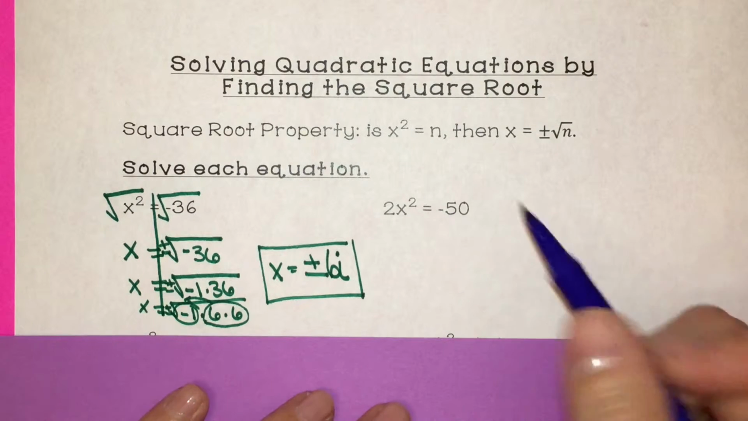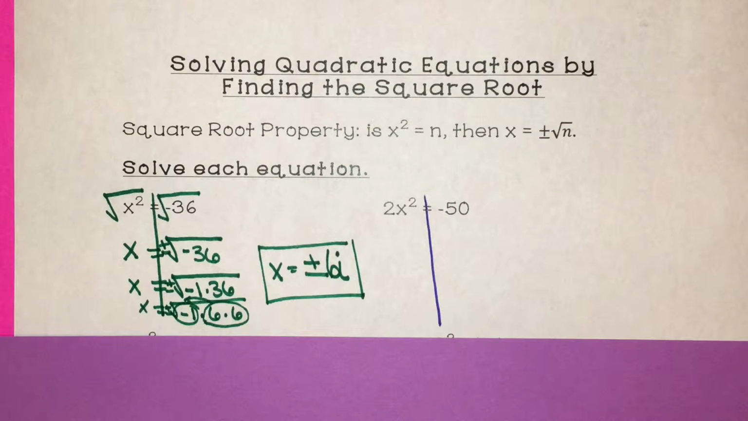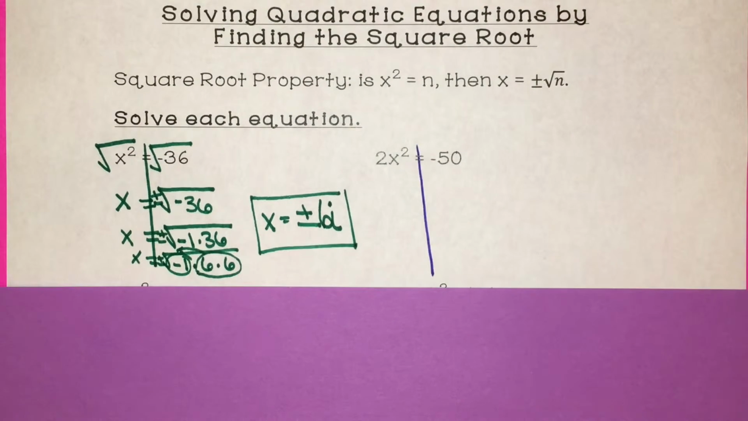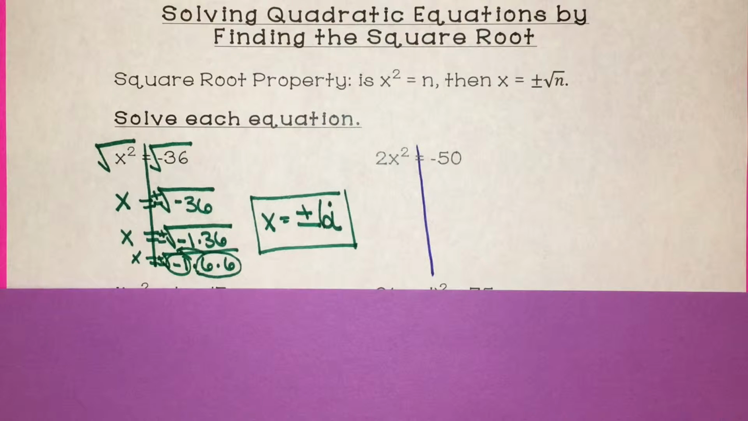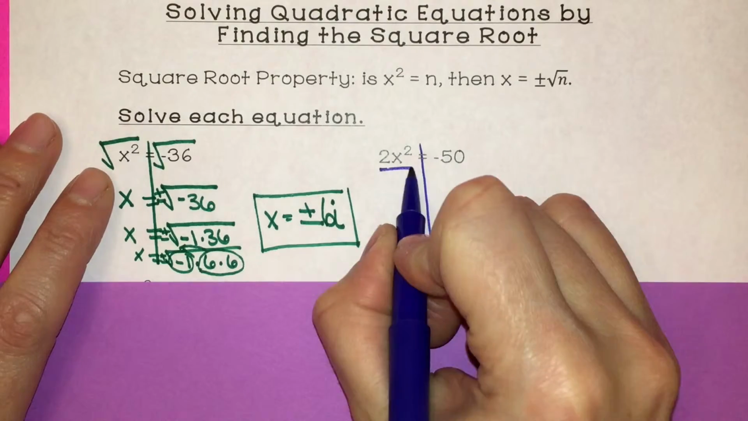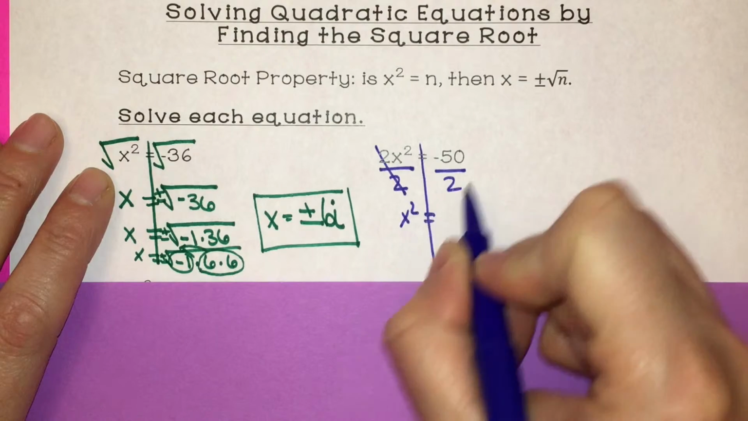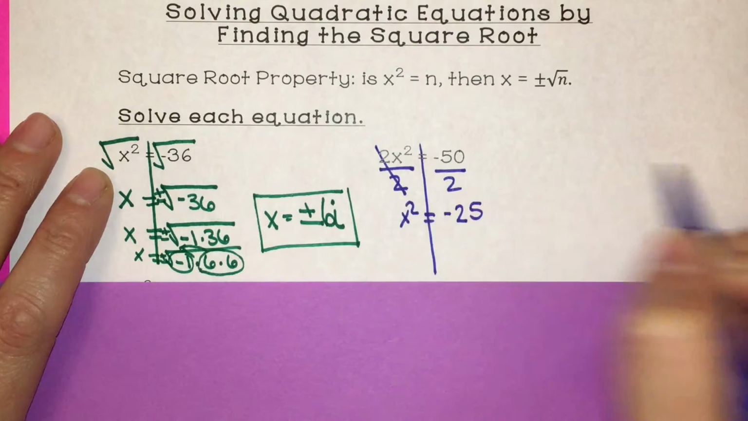Okay, so over here, we're going to do the same thing. We're going to solve for x. First step, though, is we have 2 multiplied by x squared. We know that we're going to have to take the square root of x squared, but before we do that, we want to get x squared all by itself. Move everything else to the other side of the equal sign. Because x squared is being multiplied by 2, we're going to divide both sides by 2. So we're left with x squared equals negative 50 divided by 2, which is negative 25.